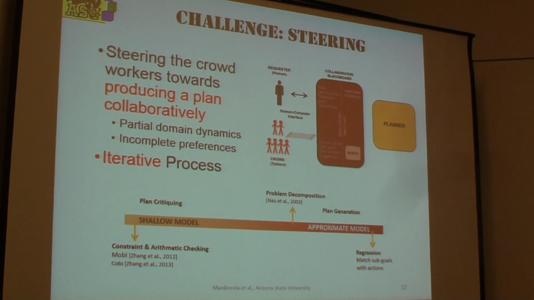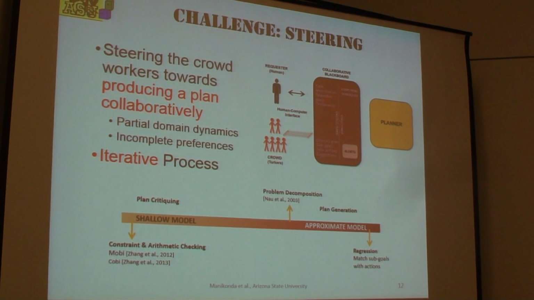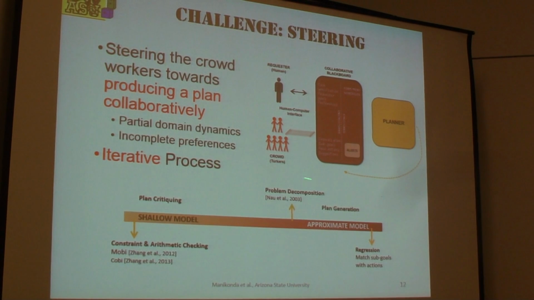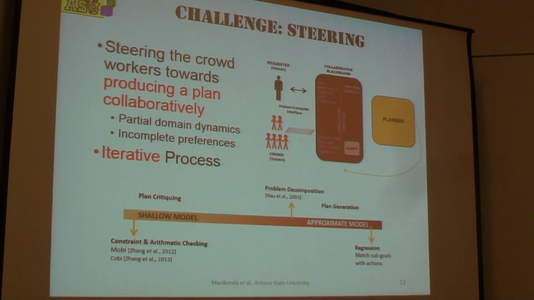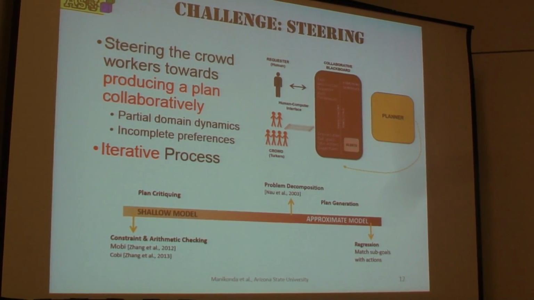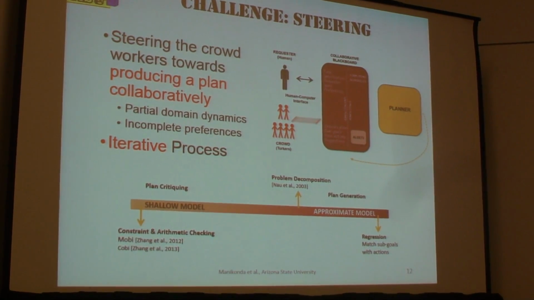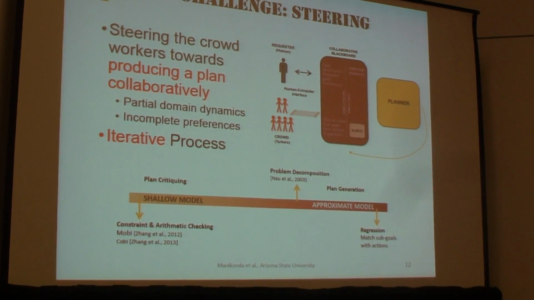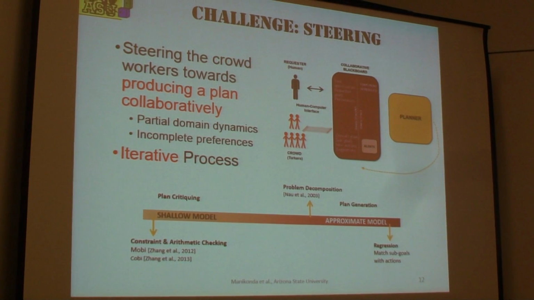The second big challenge obviously is steering. So steering is sort of the complementary problem of interpretation. So steering is this direction. Once the planner has understood what's going on in this process, how does the planner actually impose itself on the process? So what kinds of suggestions can the planner throw out, and what kinds of guidance can the planner give to the crowd that's planning? So it's a problem of pushing the crowd towards producing a plan in a collaborative manner, in an iterative manner, right? And you have to obviously do this in the presence of the partial domain model that I talked about, partial models of the world, and it's an iterative process.